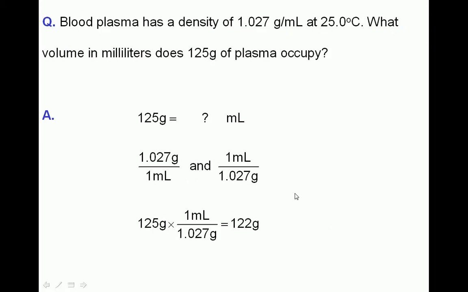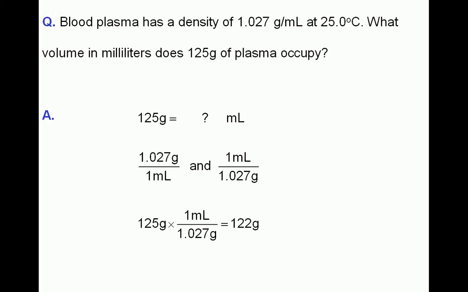Okay, so here's a typical example. Blood plasma has a density of 1.027 grams per milliliter at 25 degrees Celsius. The density of all matter really varies a small amount with temperature. It varies a very small amount for liquids and solids, and much more substantially for gases. So often we just say that solids and liquids have a fixed density because they don't vary much with temperature.